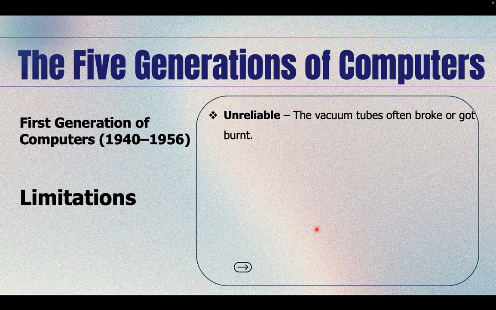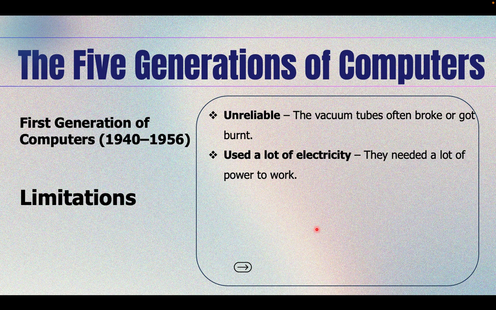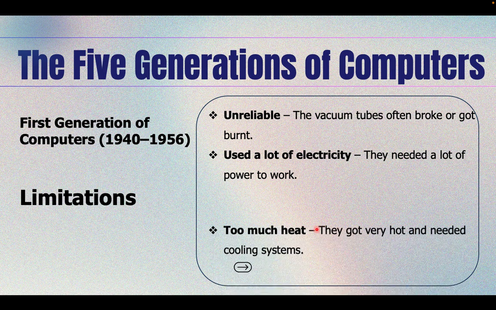Some of the basic limitations of the first generation is that they are unreliable. Vacuum tubes often broke and got bent, so they have to be replaced, and it makes the processes very, very cumbersome. They also use a lot of electricity in order to power them to make the computer work effectively.